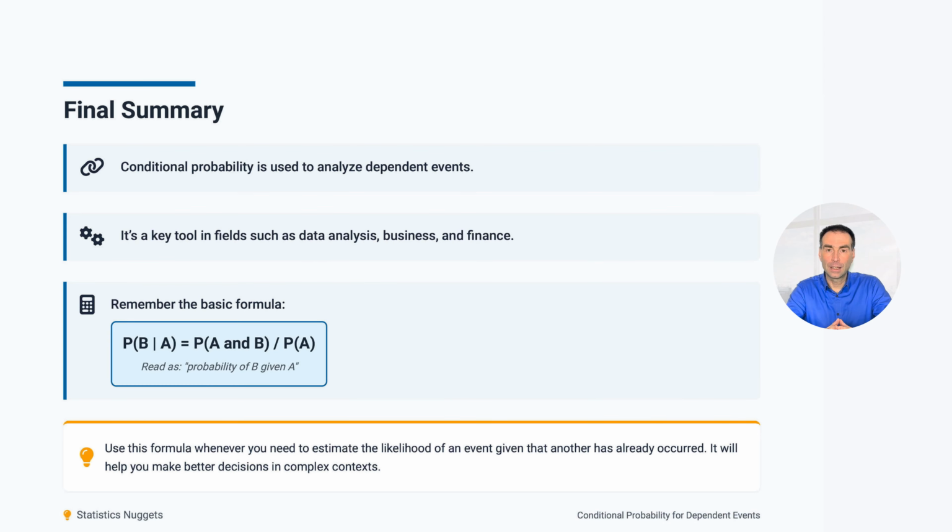Let's summarize the key points. First, conditional probability applies when events are dependent on each other. Second, the formula is the probability of B given A equals the probability of A and B divided by the probability of A. And third, if A and B are independent, the conditional probability isn't necessary. Remembering these three things will help you use this tool with confidence.